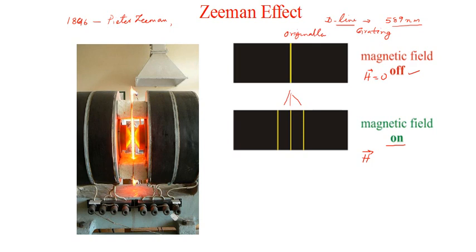and in the presence of a magnetic field, when the magnetizing field is switched on by switching on the electric current, they found that the original D line of sodium was getting split up into three component lines. In one situation it is three component lines, in another situation, depending on the way of observation, you will see that it is split up into two component lines. So this splitting up of spectral lines in the presence of an external magnetic field came to be known as the Zeeman effect.